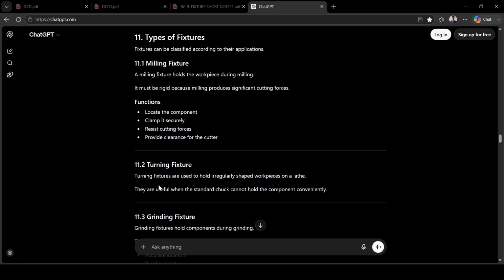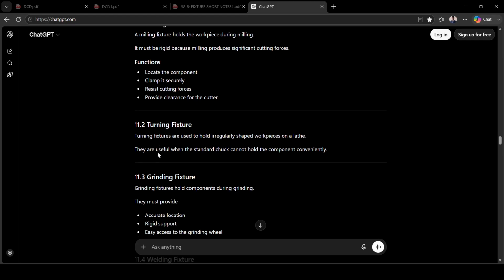Types of fixtures. Fixtures can be classified according to their application. Milling fixture. A milling fixture holds the workpiece during milling. It must be rigid, because milling produces significant cutting force. Function: locate the component, clamp it securely, resist cutting force, and provide clearance for the cutter.